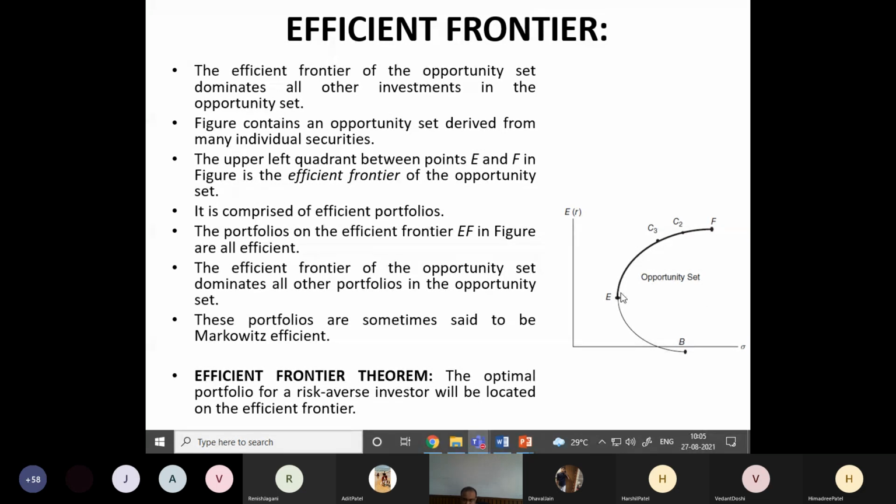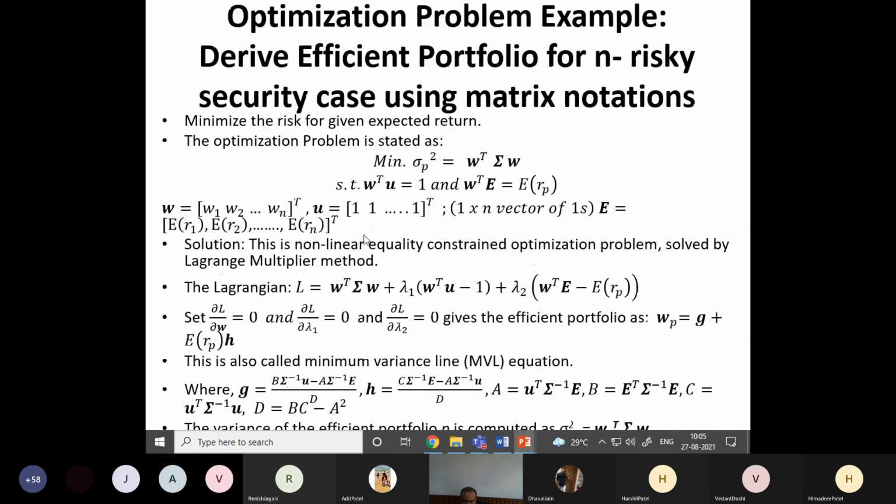Now, derivation of the efficient frontier means I have to find the weight vector W bar, for n securities, W1, W2 up to Wn. How much is the weight of security 1, security 2, up to security n in my portfolio so that, with the given risk and return, I am on this particular portion of the graph? That is my aim. For that, we have to frame an optimization problem.